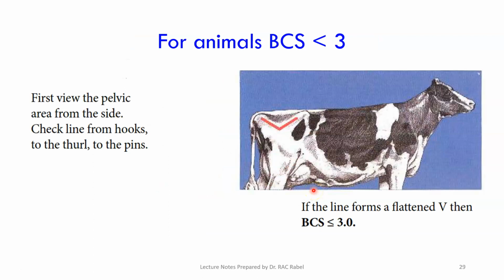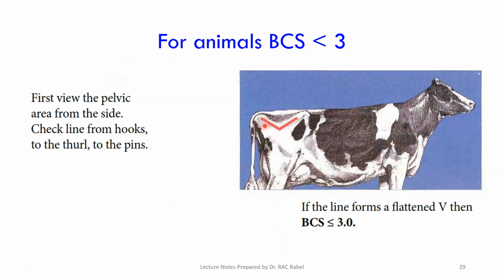So your first job is to categorize, by looking at the thurl, whether the animal has a body condition score of lower than 3 or higher than 3. If it's lower than 3, the thurl has a V shape. If it's higher than 3, the thurl has a U shape. You don't get this angle at this corner. So depending on that, that is where you start.